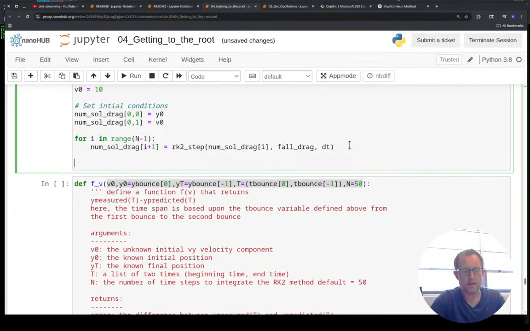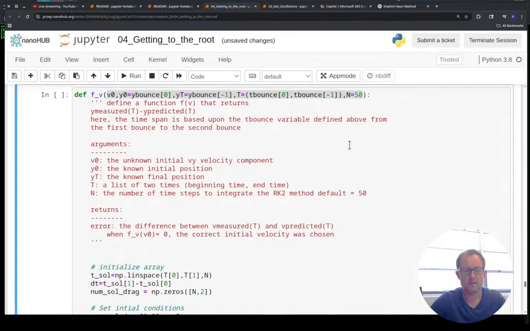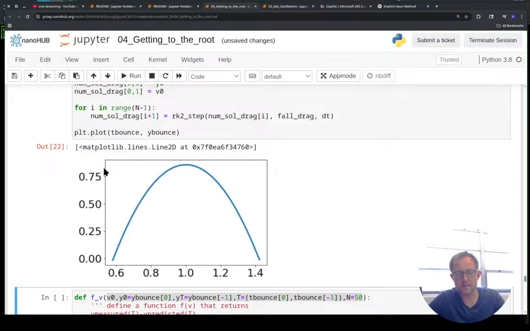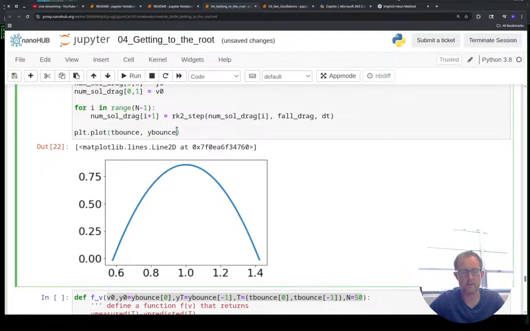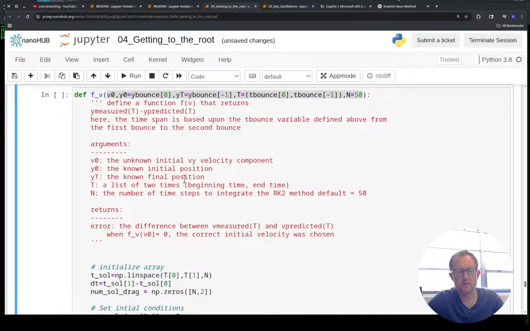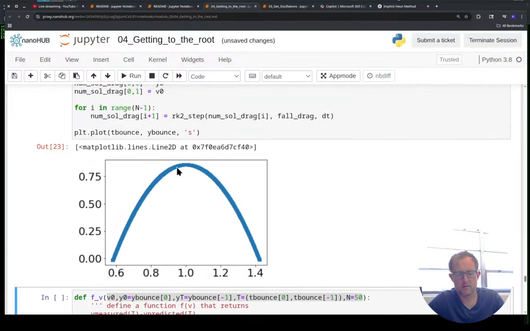All right, so after all that, now I can say plt.plot of T bounce and Y bounce. This is the data that I have, like it's hitting the ground, flies through the air, and then hits the ground. You can even see there's an extra little data point here and here. I like to have markers if I have discrete data like this. So it's on the ground, flies through the air, then hits the ground again.